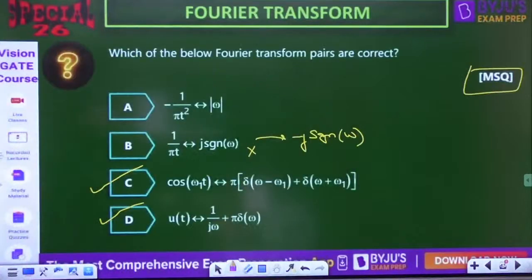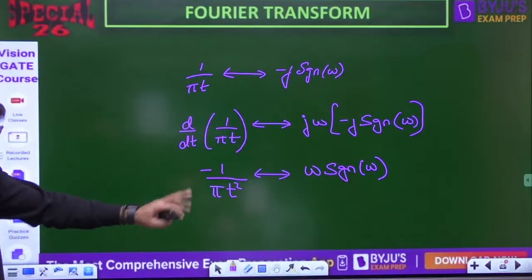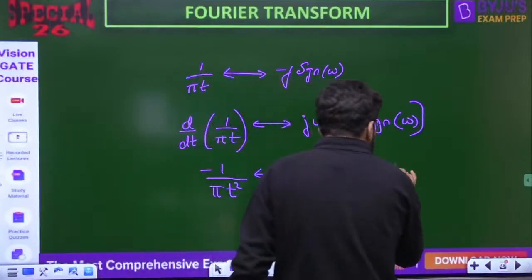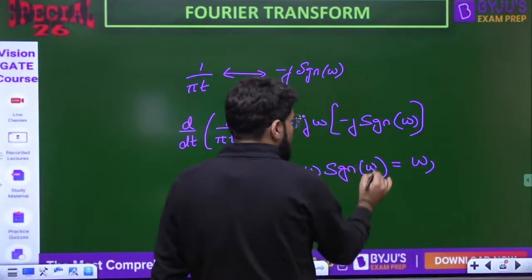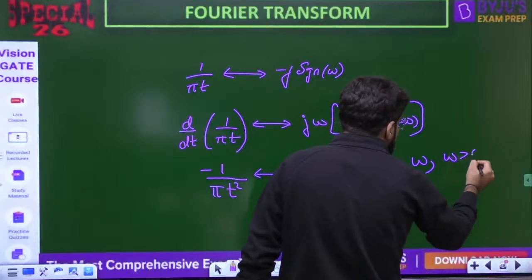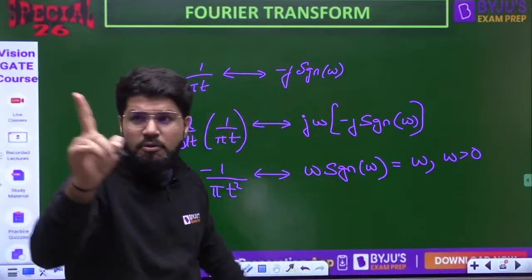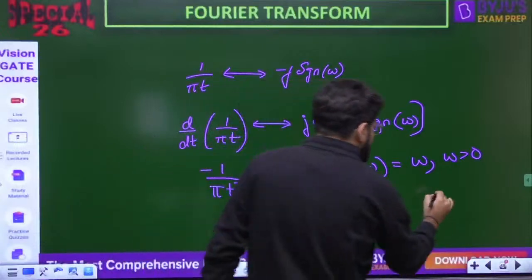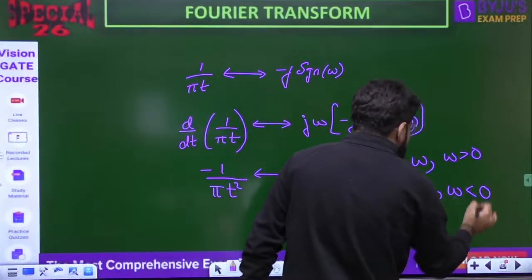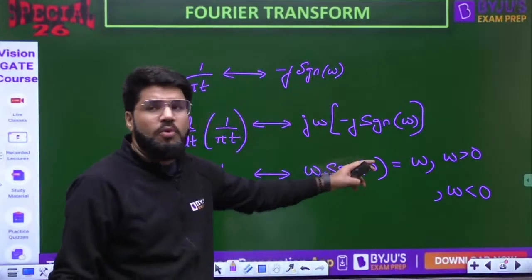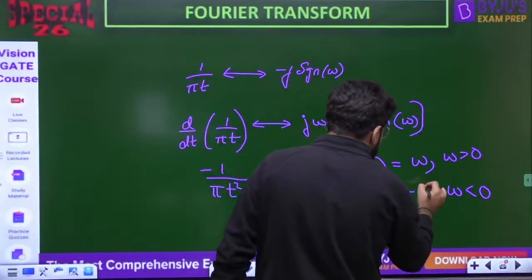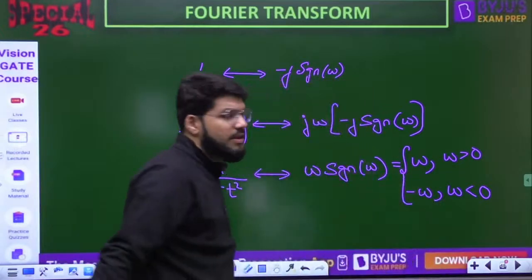Now they have given it in the form of mod of omega. Is that correct? Let's check. Plus omega signum omega. Now we can write this as: if omega is greater than 0, signum omega is 1, so the answer is omega into 1, that is omega. But if omega is negative, if omega is less than 0, what is the value of signum omega? Minus 1. So omega into minus 1 will be minus omega.